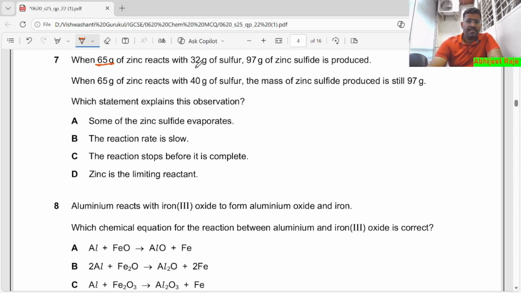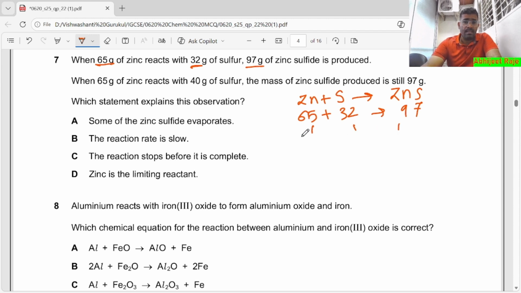65 gram of zinc reacts with 32 gram of sulfur and we get 97 gram of zinc sulfide. So please write down the reaction. Zinc plus sulfur, we are getting ZnS. The law of conservation of mass, right? 65 plus 32, we should get 97. Now the ratio is 1:1:1.